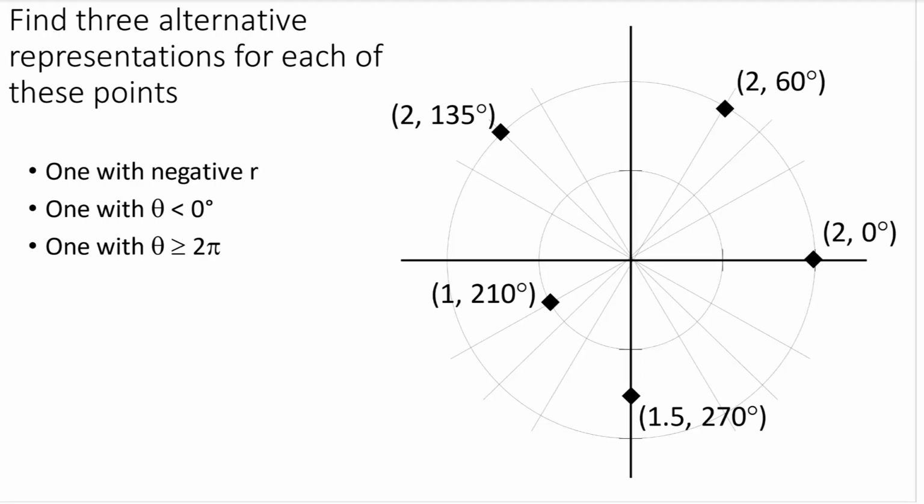Okay, so let's start with the one that we already know how to do, which is this 2, 60, and just make sure that we can do this. So we're going to do one with a negative r value. So that means we're going to go out negative 2, positive rotation, because it didn't specify, so we'll just stick with positive rotation, so that's counterclockwise. So we're going to go all the way around, like that.